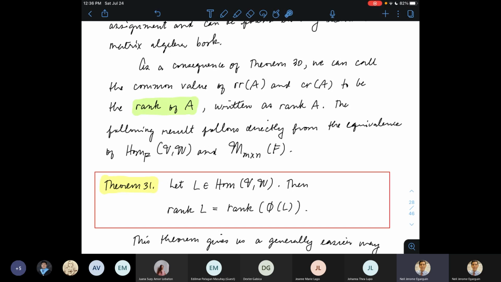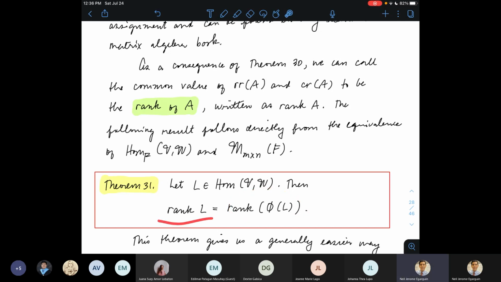And then now we're ready for theorem 31, which is the nice consequence of the isomorphism between the set of all homomorphisms and the set of all m by n matrices. Because the rank of a linear transformation is equal to the rank of its matrix representative.